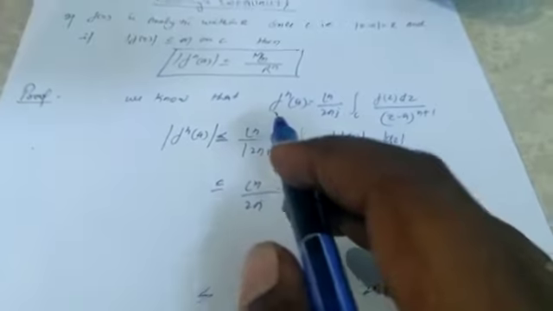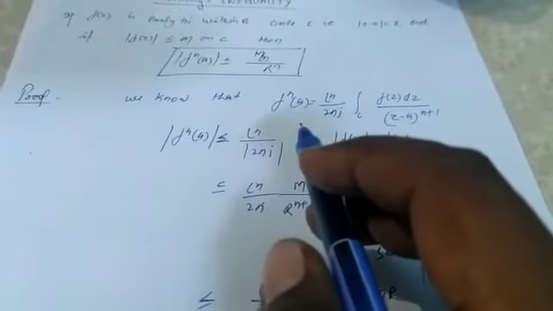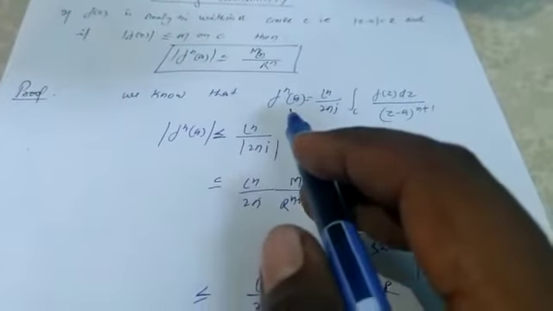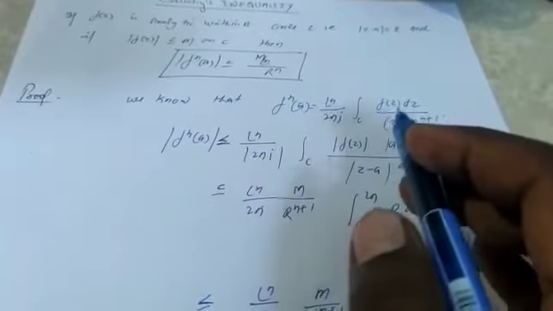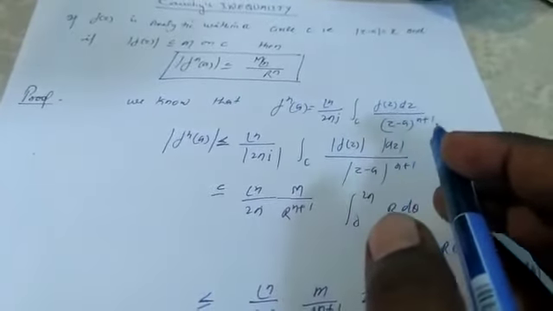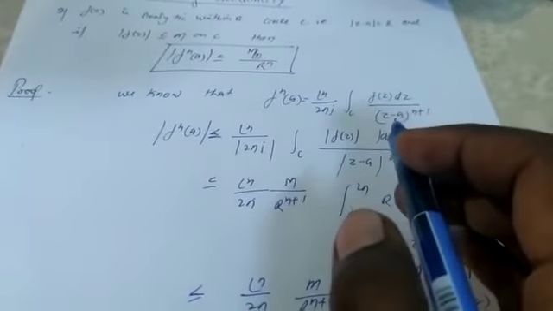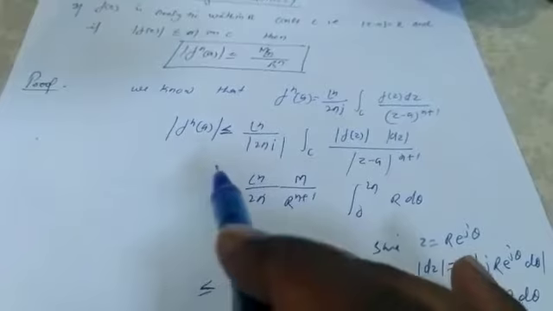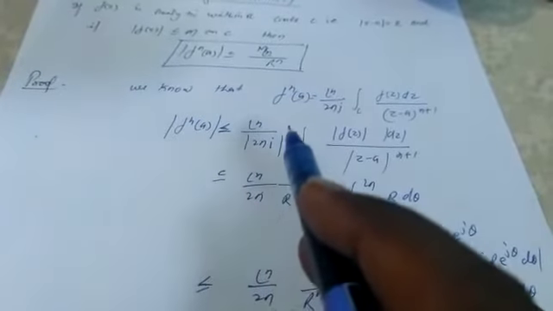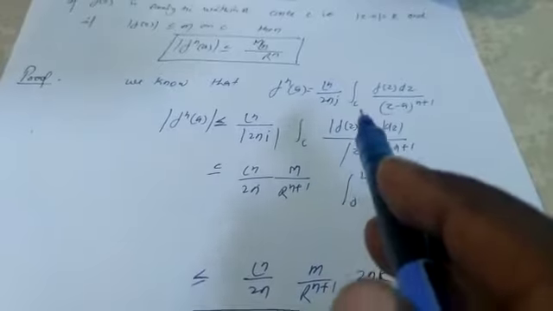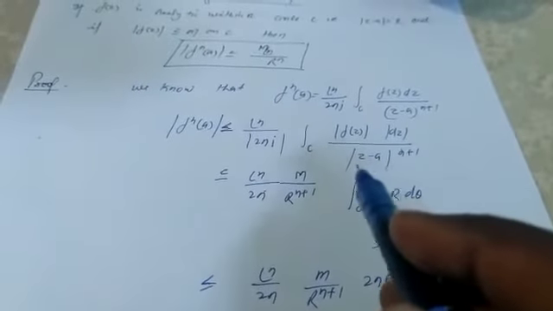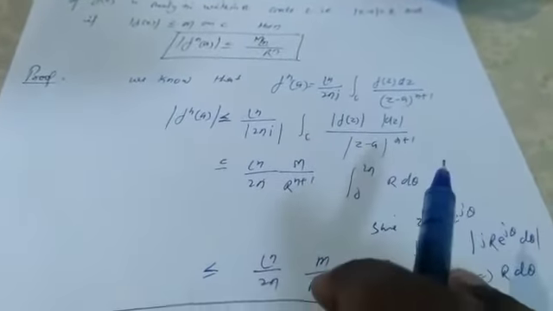We know that the nth derivative from the Cauchy integral formula is f^n(a) = n!/(2πi) ∮_C f(z) dz / (z - a)^(n+1). Then take modulus on both sides. Then |f^n(a)| ≤ n!/|2πi| ∮_C |f(z)| |dz| / |z - a|^(n+1).